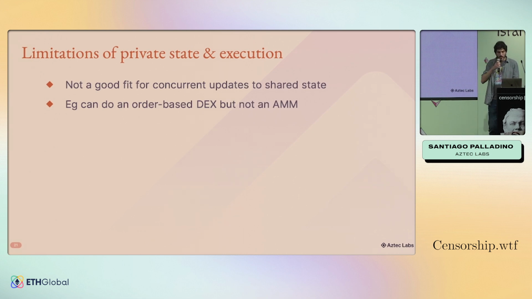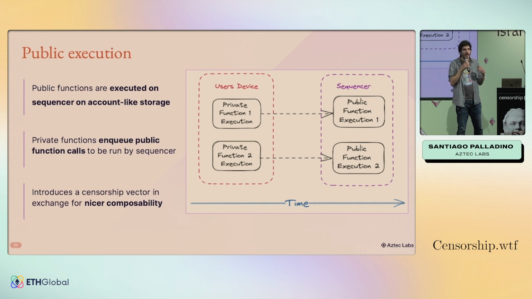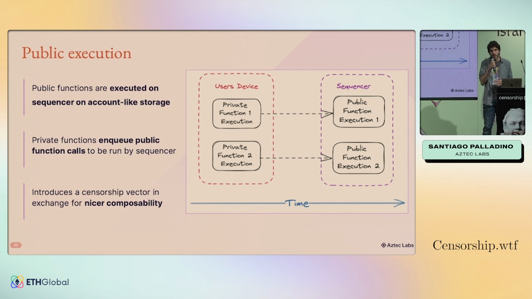So to address that, the network actually runs a hybrid model, private and public. What does it mean? This means that every transaction, along with a set of opaque state changes, can also emit a set of execution requests. And here we are in the land that we're familiar with. Basically, the transaction asks the sequencer to run a series of public executions on their behalf.